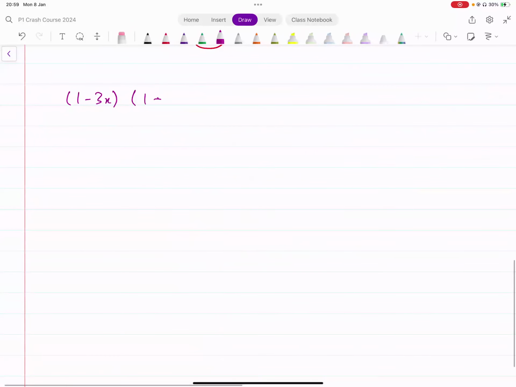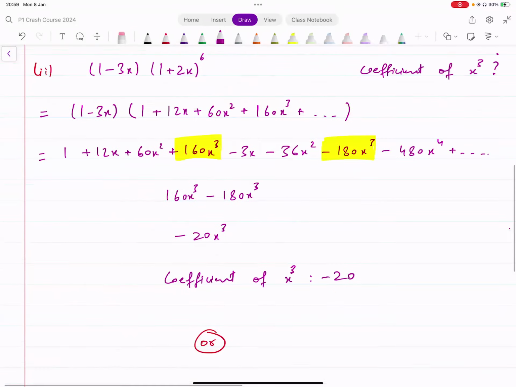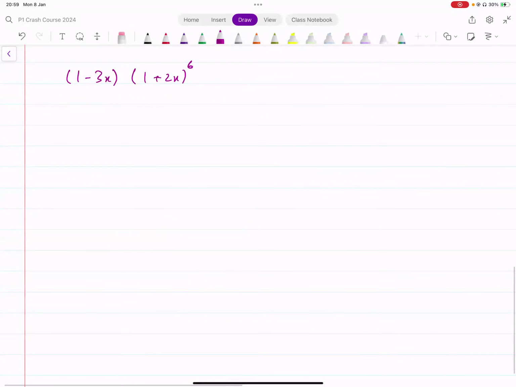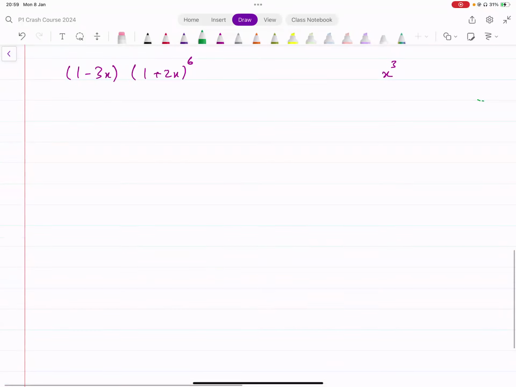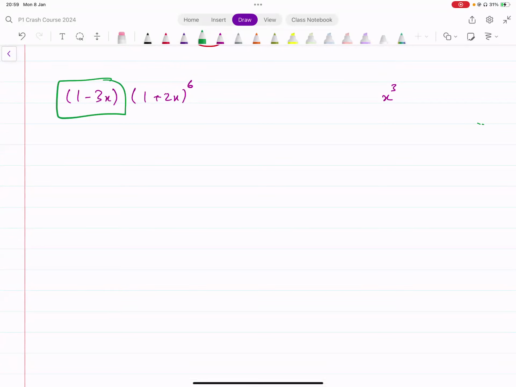You have (1 minus 3x) into (1 plus 2x) whole raised to power 6. What are we looking for? We are looking for the coefficient of x cubed. That is what we are looking for. Okay. What you're going to do is you're going to focus on the expression that does not have any power in it. This does not need binomial formula to expand, right? This does not have any power in it. You're going to focus on this bracket.